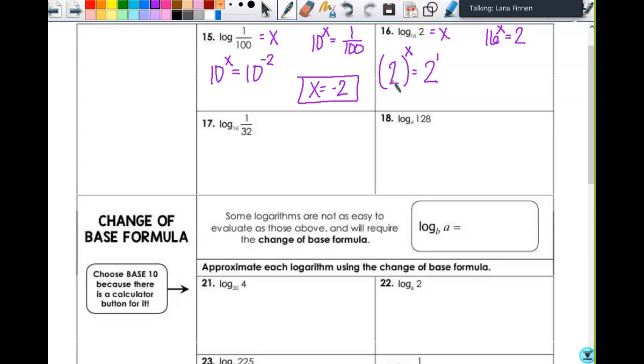Count on your fingers. 2, 4, 8, 16. So it's 2 to the 4th power. So the 16 became 2 to the 4th. I still have to take it to the x power. What is your rule for power to a power? What do I do with the 4 and the x? Do I add them or do I multiply them? I multiply them. When it's power to a power, you multiply. So this is really 2 to the 4x power equals 2 to the first. And I'm fine with you skipping this step. I just didn't want to skip it the first time so you understood where everything was coming from. So now that my bases are equal, I can set the exponents equal to each other. So 4x equals 1 and x equals 1/4.